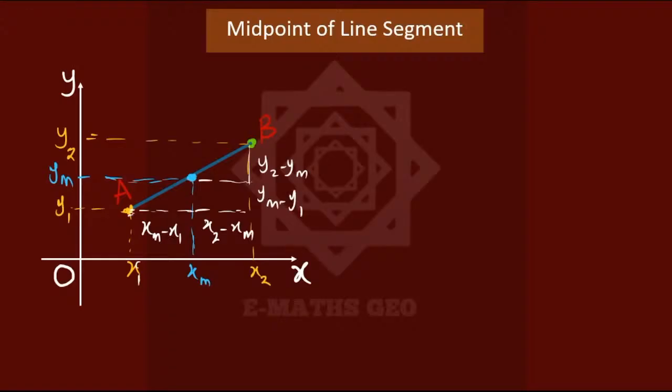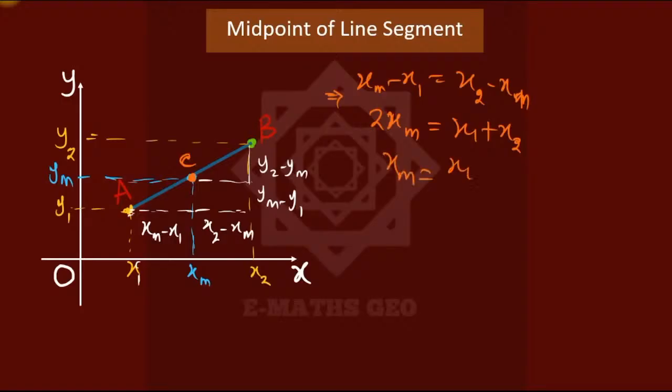For this to be the middle of the line, let's call it point C, from our basic knowledge the middle means the distances must be equal. So xm minus x1 equals x2 minus xm. Making xm the subject, xm plus xm is 2xm, which equals x1 plus x2. Therefore xm is the average.